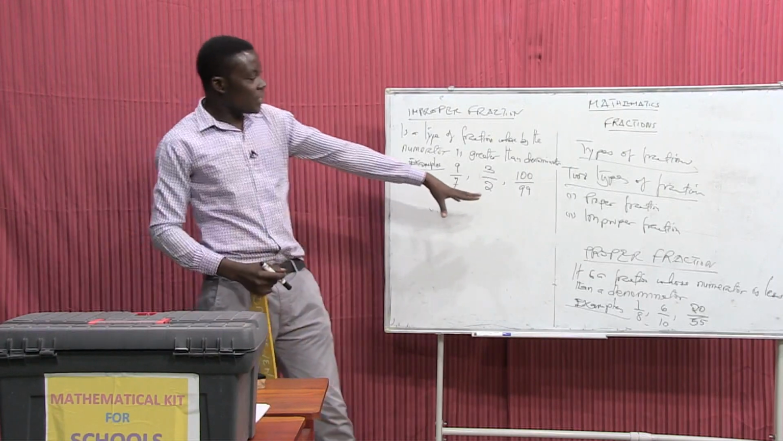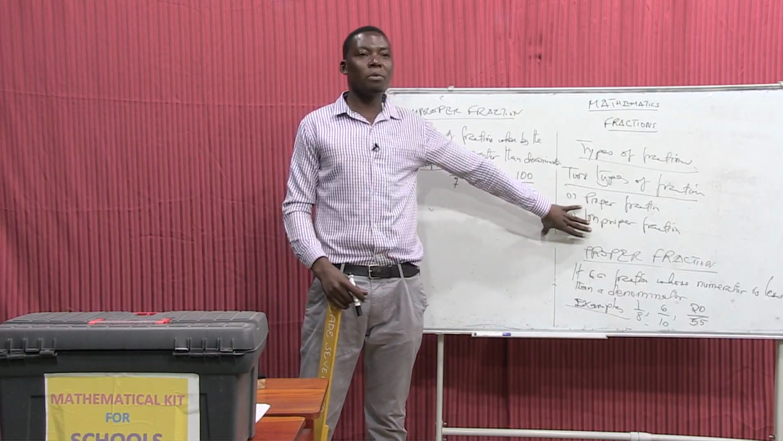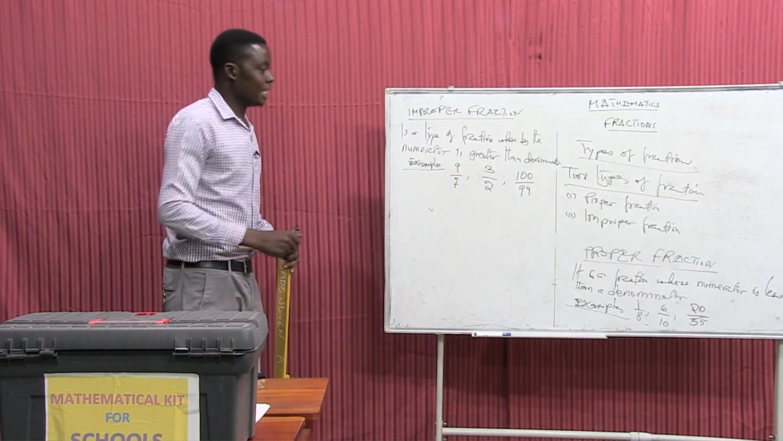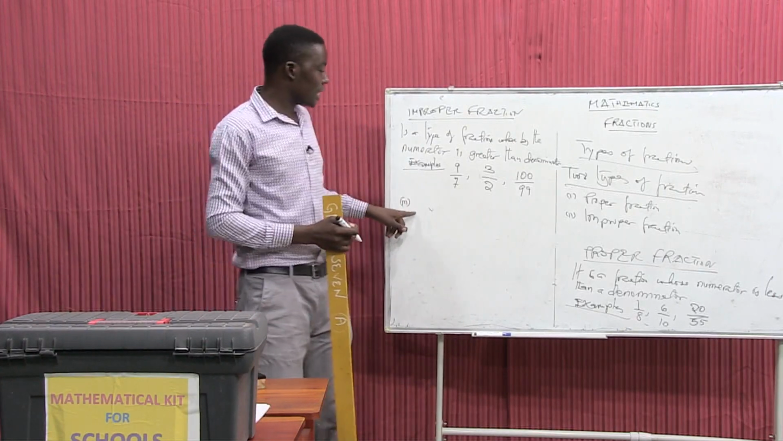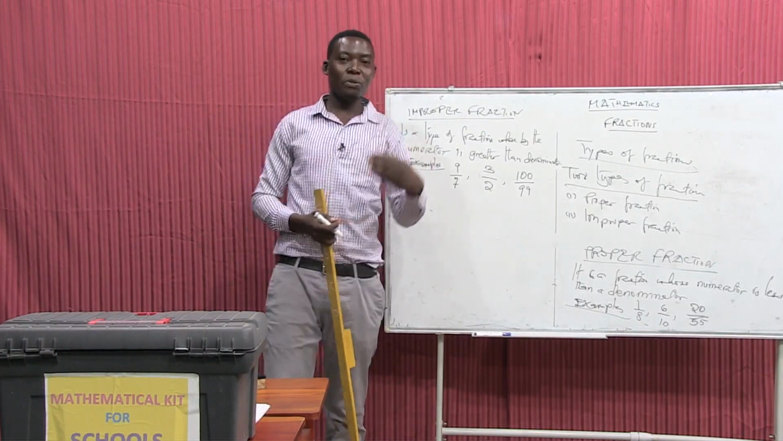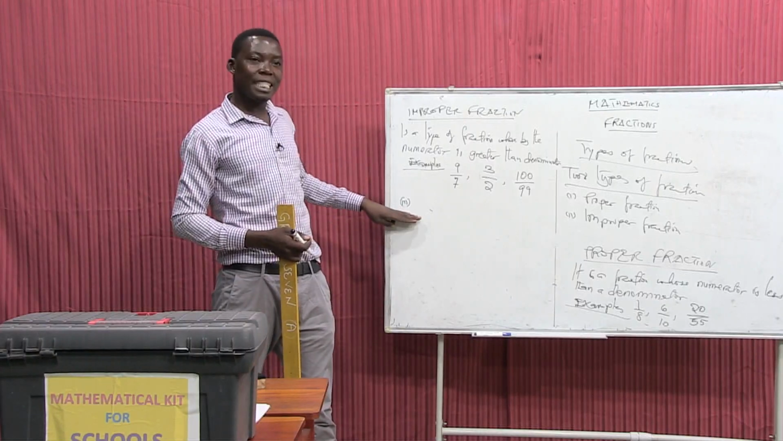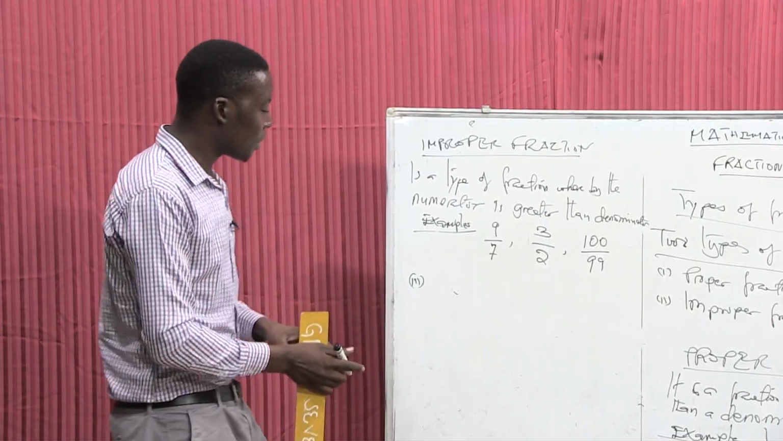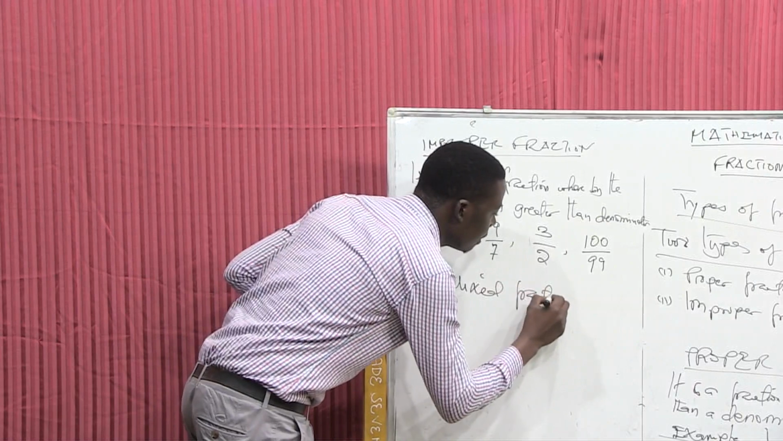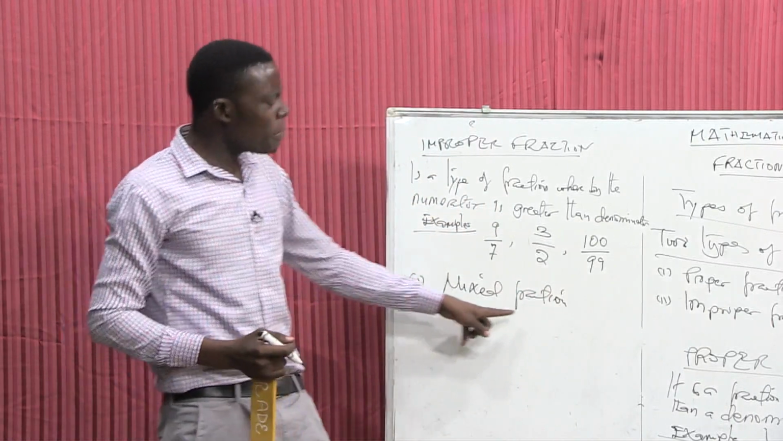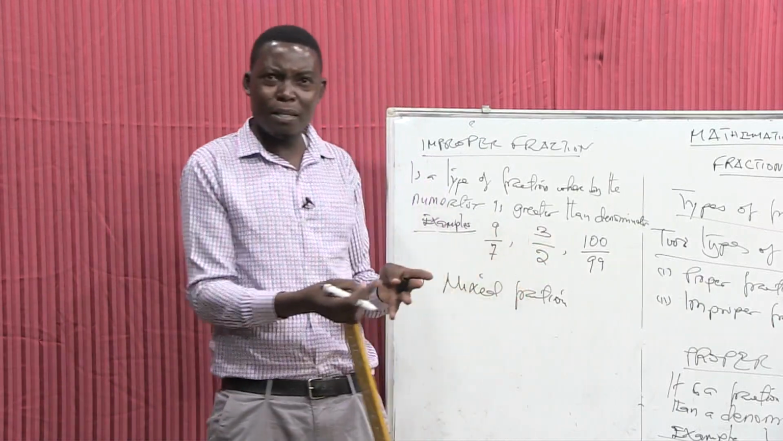Another type which is not here. I told you that according to this level, we learn two types of fraction. But we have another one. I'm not saying that this one is another type of fraction, but I want you to know it. It is there. As you go on, you will meet it. It is called a mixed fraction. The word mixed fraction means you have more than one fraction there.